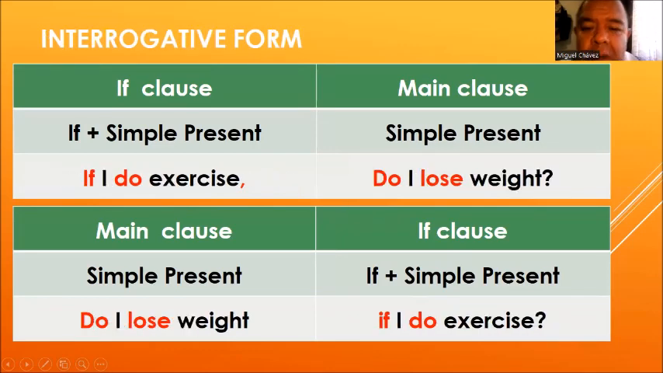In the interrogative form, we can use the same structure, but in a different way. For example, if we start our conditional with the if clause, in the second part, which means the main clause, we are going to say or write it as a question. If I do exercise, comma, do I lose weight? If we use the second form, we write it as a whole interrogative sentence. Do I lose weight if I do exercise?